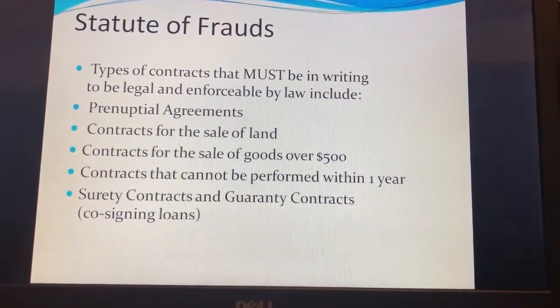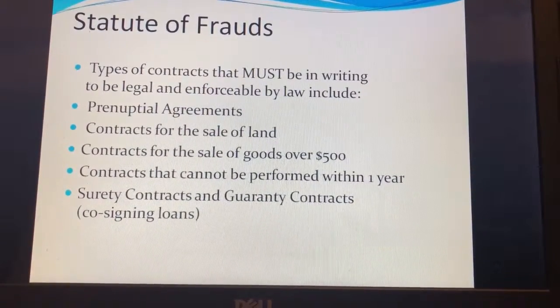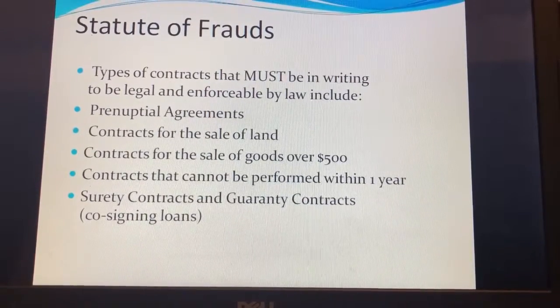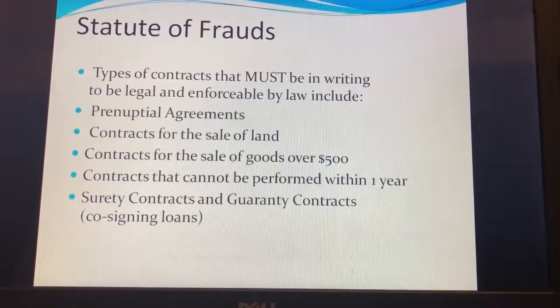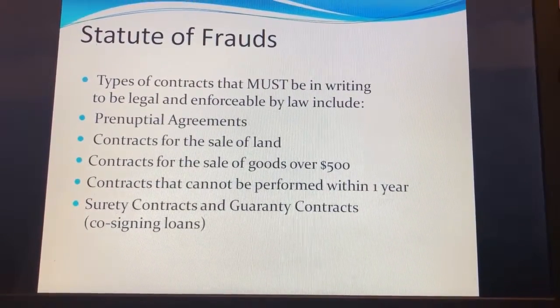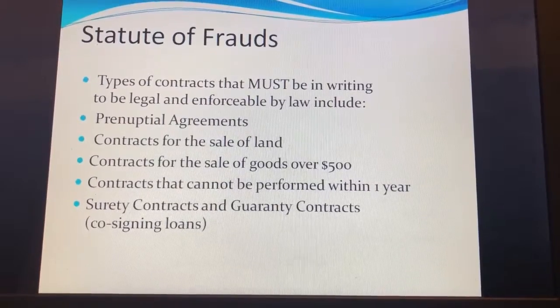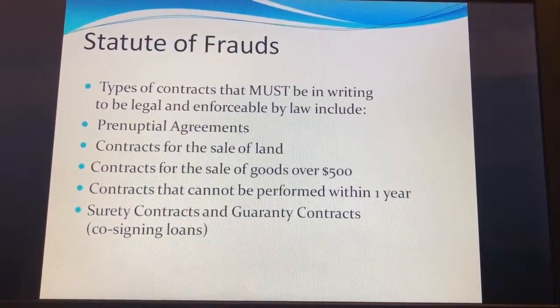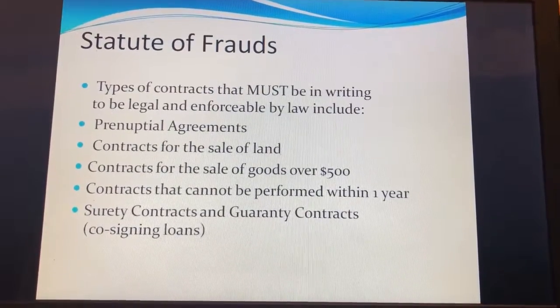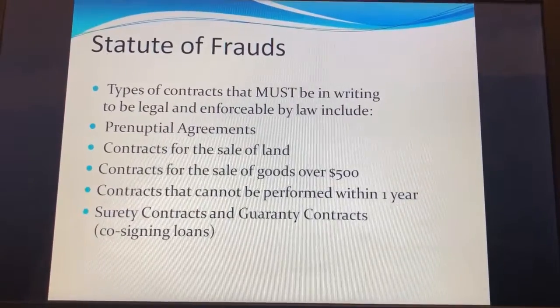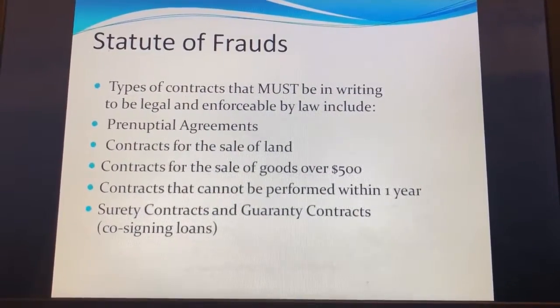to be legal and enforceable include prenuptial agreements for pre-marriage, contracts for the sale of land, surety and guarantee contracts for co-signing loans, contracts for the sale of goods over $500, and contracts that cannot be performed within 1 year. The United States is one of the few countries that still has a statute of frauds for contracts.